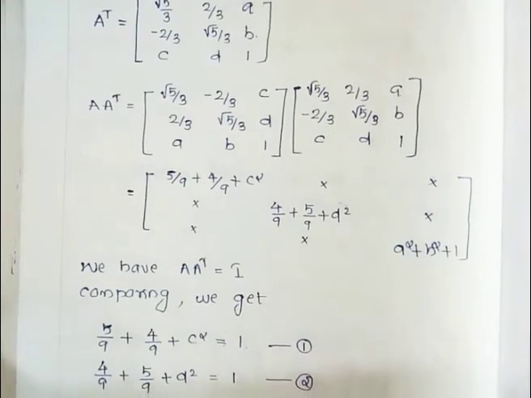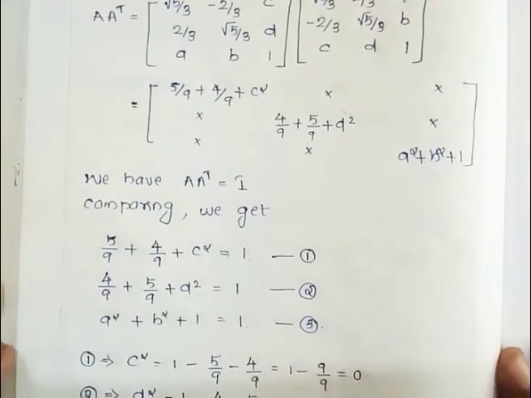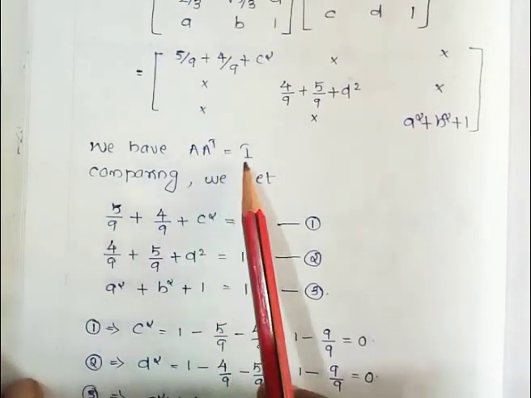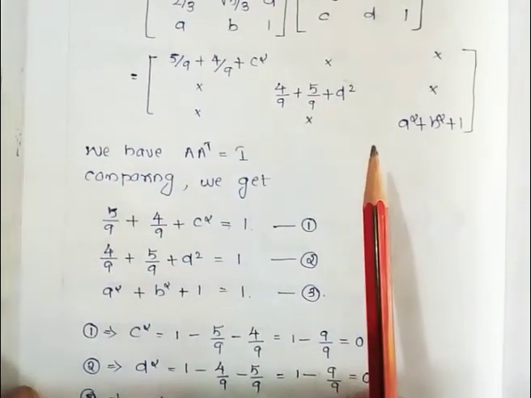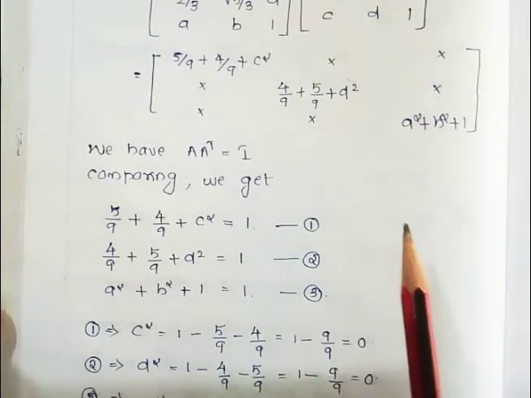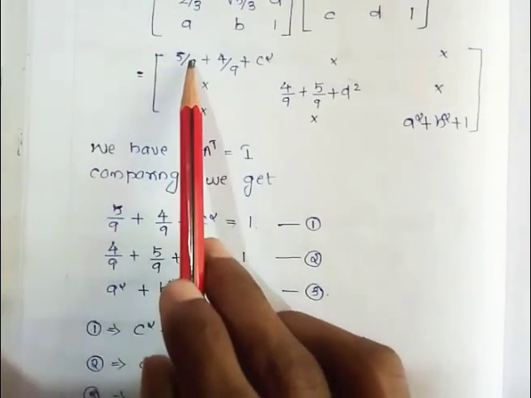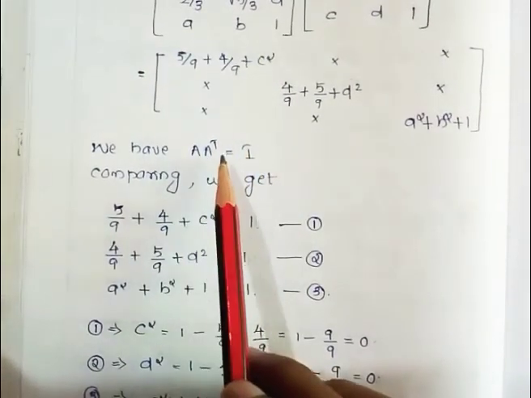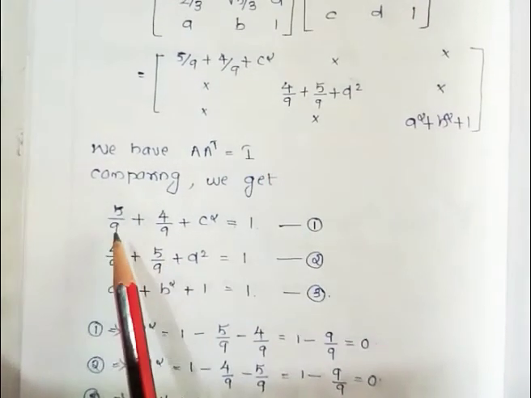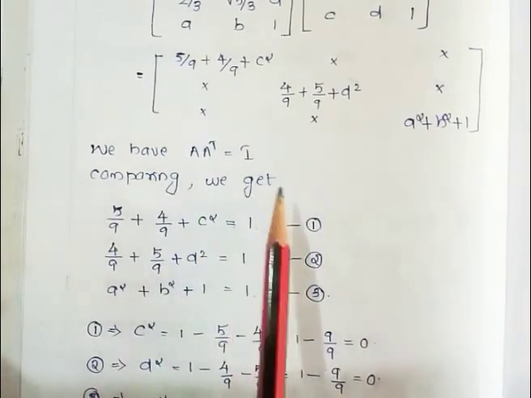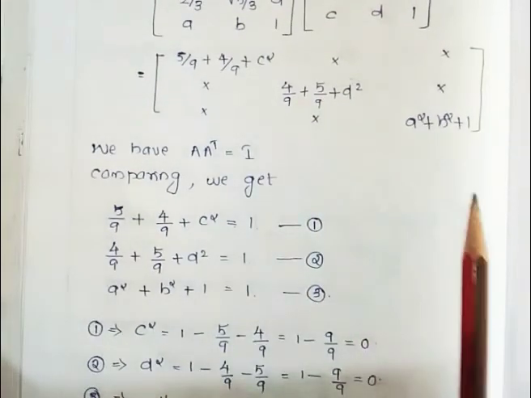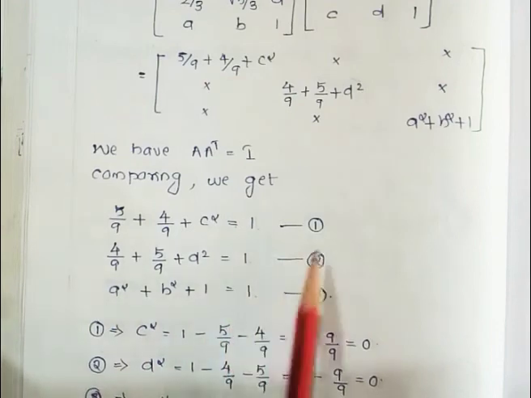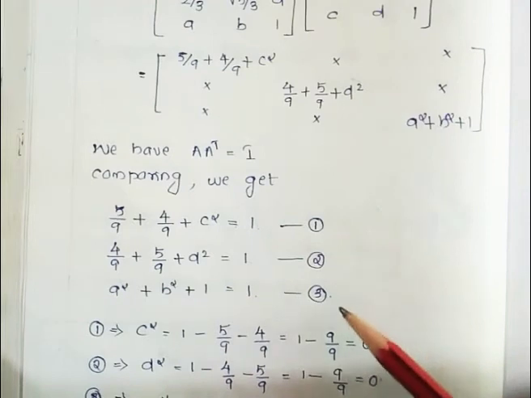Now we have the condition. We know that A is an orthogonal matrix, which implies that A times A transpose is equal to I. So we compare this matrix with the identity matrix. The identity matrix has diagonal entries 1, 1, 1 and the rest of the elements are 0. By comparing, in I the first entry is 1, so we get 5 by 9 plus 4 by 9 plus c square is equal to 1. All the diagonal elements of I are 1, so we get 4 by 9 plus 5 by 9 plus d square is equal to 1, and a square plus b square plus 1 is equal to 1. Call these equation 1, equation 2 and equation 3.